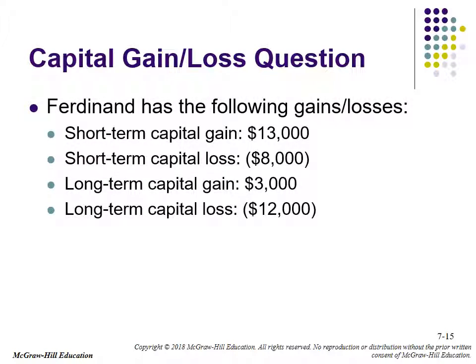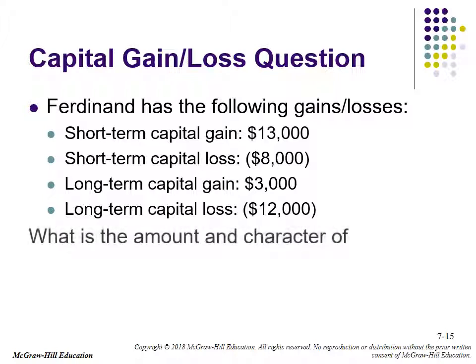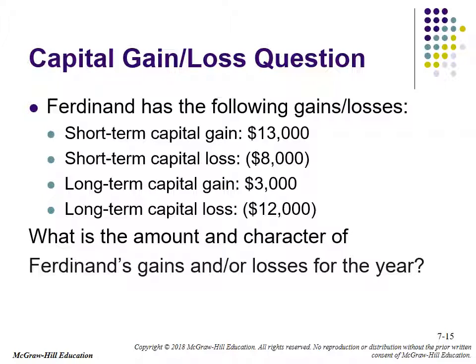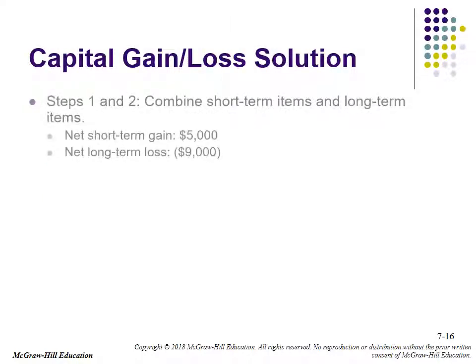Let's look at an example though. Ferdinand has the following gains and losses: short-term capital gain 13, short-term capital loss 8, long-term capital gain, we're assuming it's a normal one, no special 28 or 25% bracket, now long-term capital loss 12 grand. What is the amount and character of Ferdinand's gain or loss for the year? Well, first, net the short-term items together. Overall, you have a net short-term capital gain of 5 grand. Net the long-term items by groups. Well, these were all in one group. It's an overall net long-term loss of 9,000.